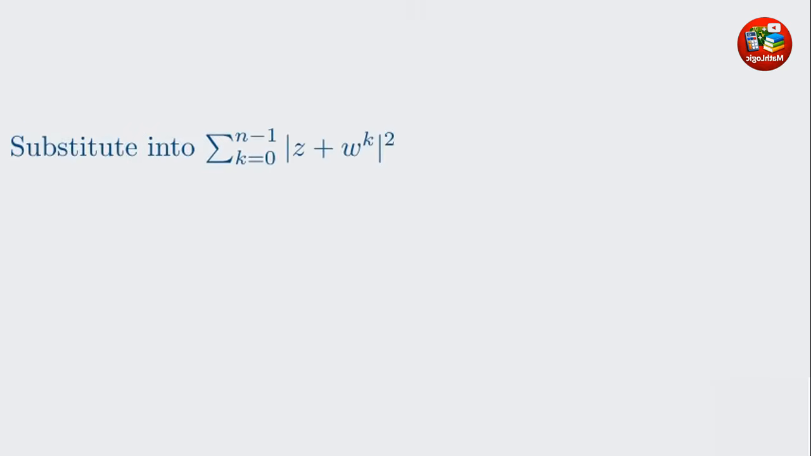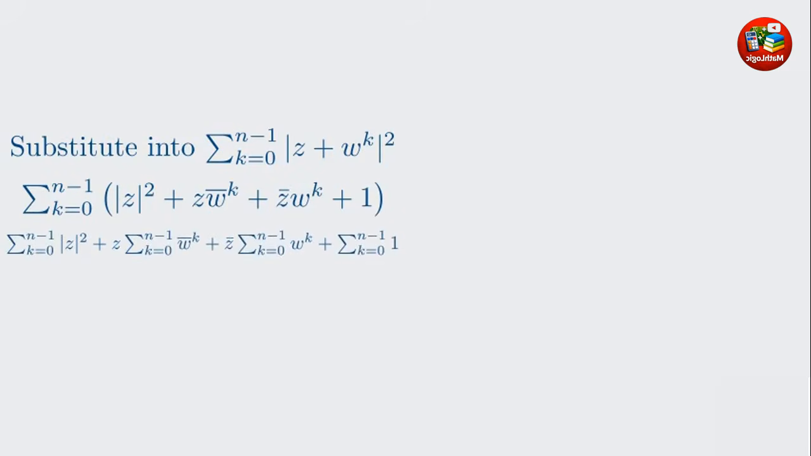Let's substitute our expanded expression back into the original summation. We have the sum from k equals 0 to n minus 1 of the quantity magnitude of z squared plus z times w conjugate to the k plus z conjugate times w to the k plus 1. Because summation is linear, we can split this into separate sums and pull out any terms that don't depend on our index k. Notice that z and z conjugate are constants with respect to k.